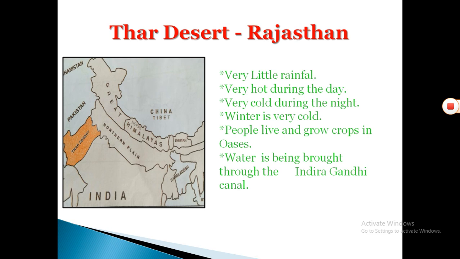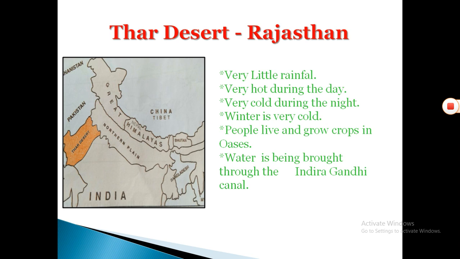In certain places, water is available and they are called oases. People live and grow crops in oases. Water is being brought into this region from the Satluj River through the Indira Gandhi Canal. This will enable the people to produce crops. When the project is completed, the desert will become fertile green fields.